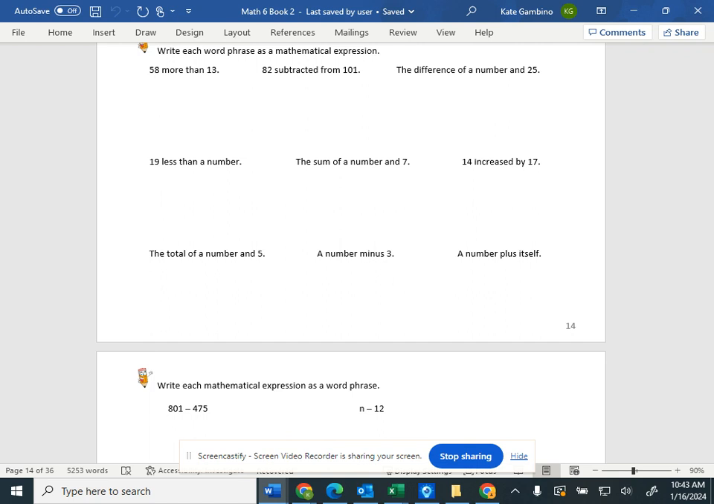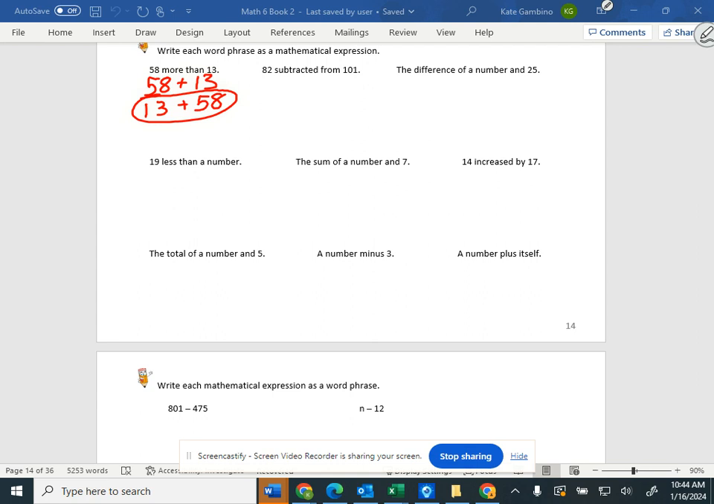If it says 58 more than 13, how do you think I would write that expression? Zelda? 58 plus 13 or 13 plus 58? Yeah. You could write it either way and it would be acceptable. But if we really think about what it's telling us, 58 more than 13, technically it would be this way. But either way we get the same answer, so I'll accept it either way.